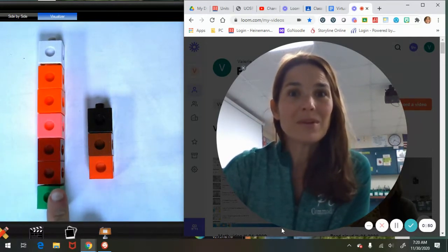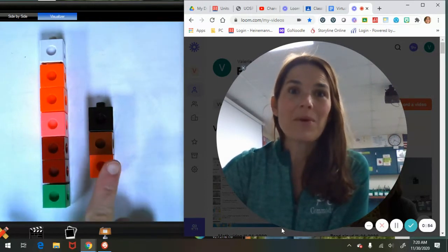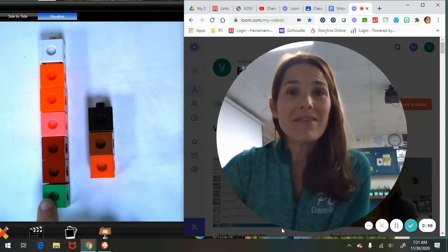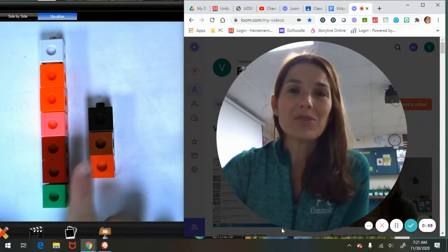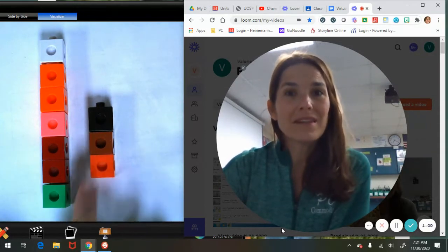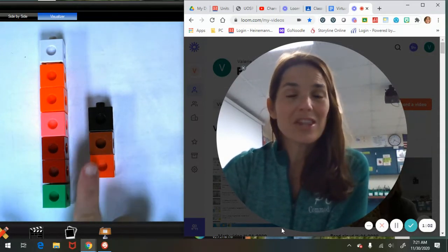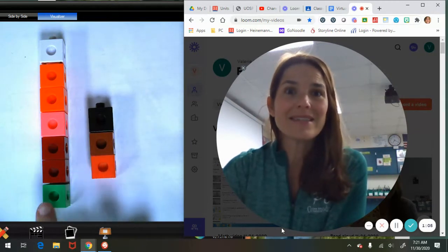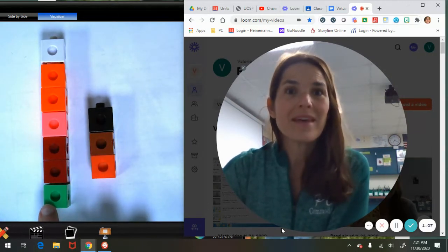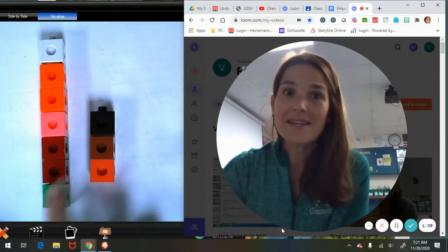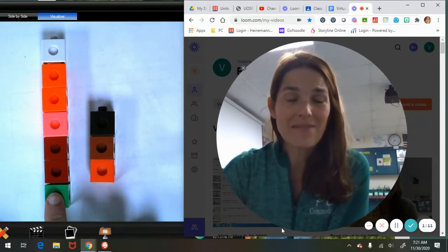Well, hopefully you notice that the tower of 7 is more than the tower of 3. 7 is more than 3. And hopefully you also notice that 3 is less than 7. The number 3 is not as big as the number 7.